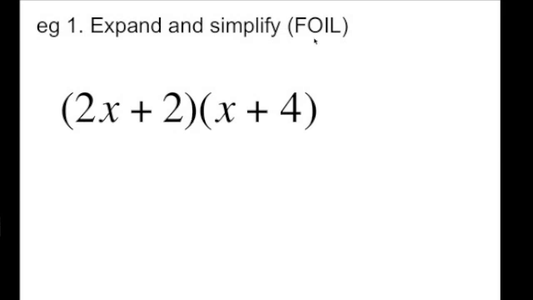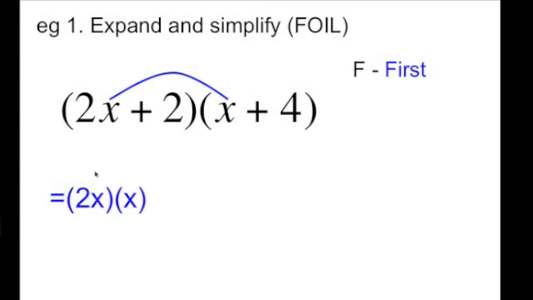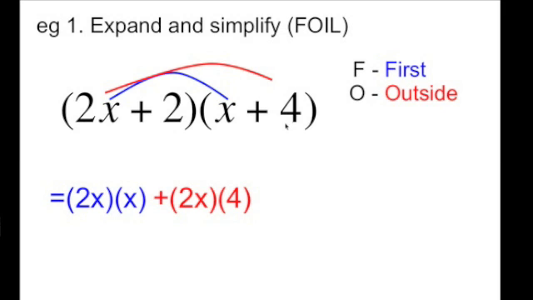Okay? So we use the acronym FOIL. Well, F stands for first, so you have to think, what are the first terms? Well, 2x is the first in this bracket, and x is the first in this bracket, so we'll call those the first two terms. So you take 2x times x, and we'll show that in blue. Now, O stands for outside, so you multiply the outside terms, 2x and 4. So there you go, 2x times 4.